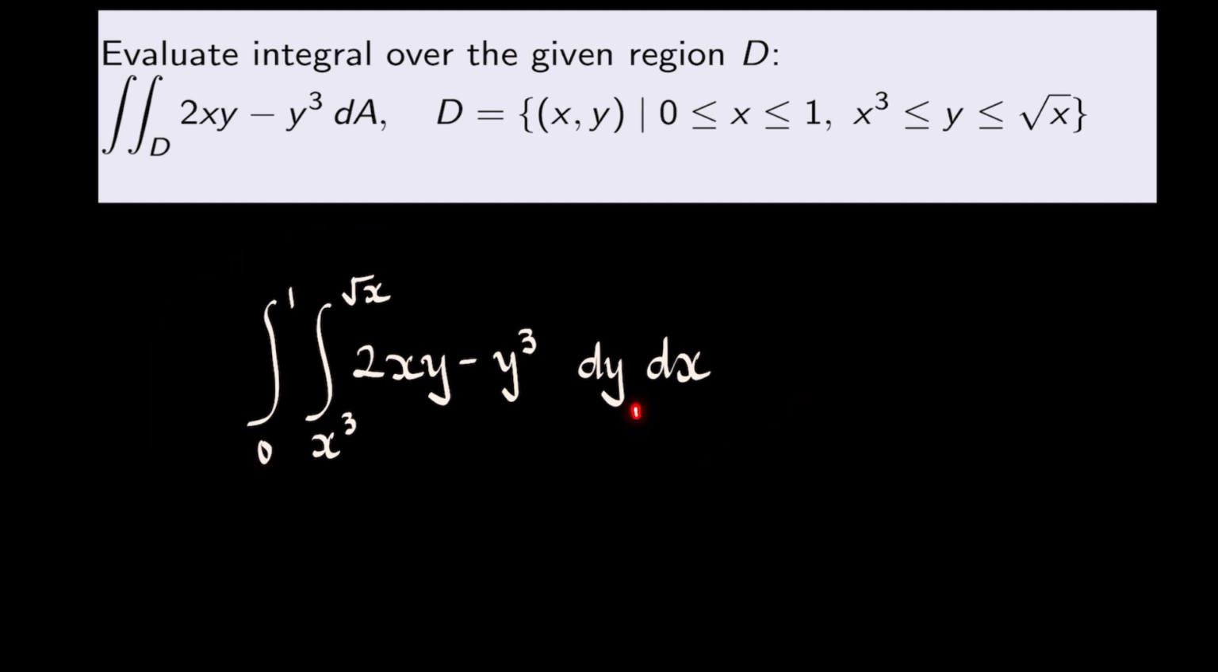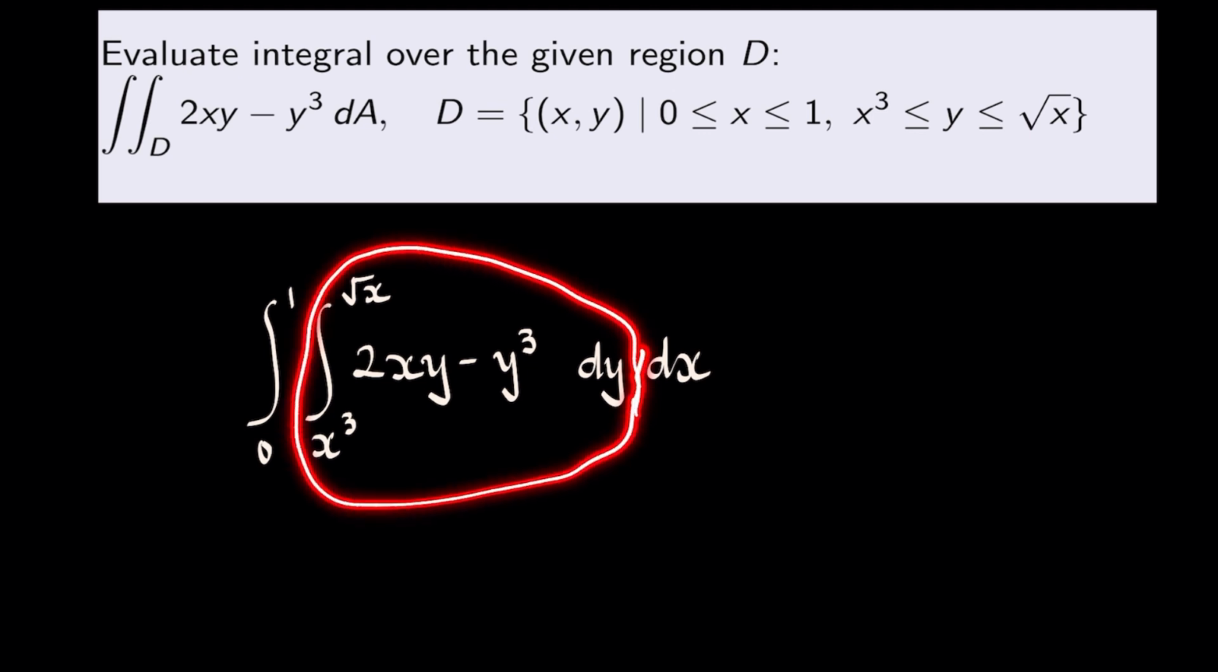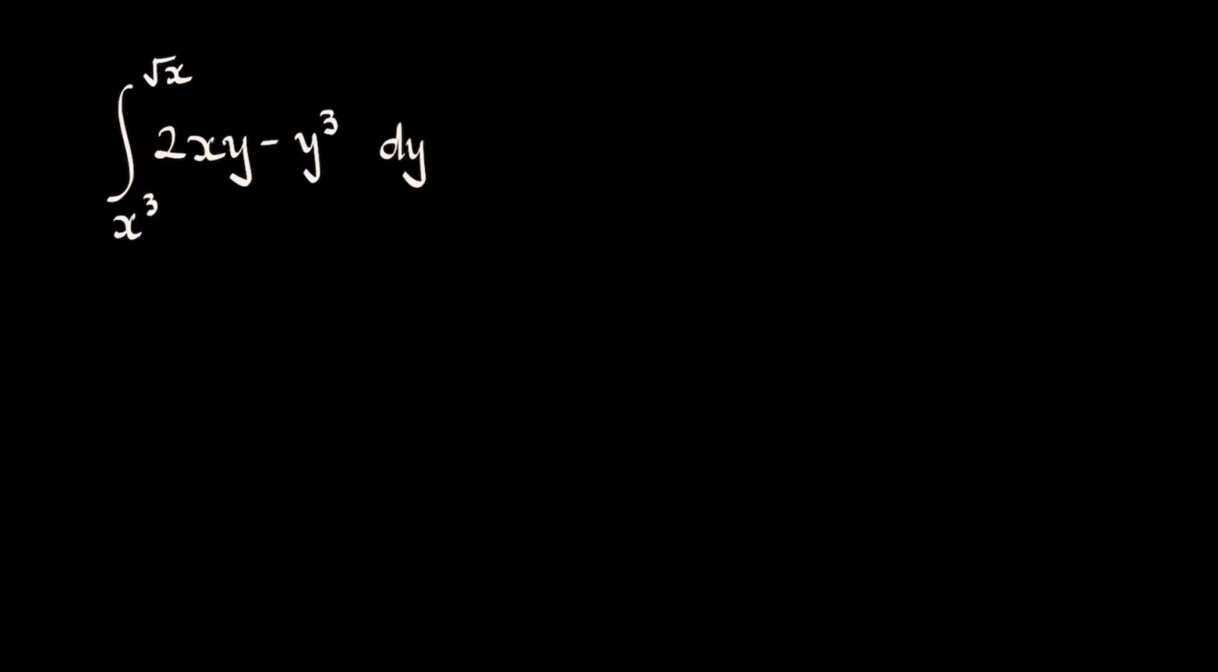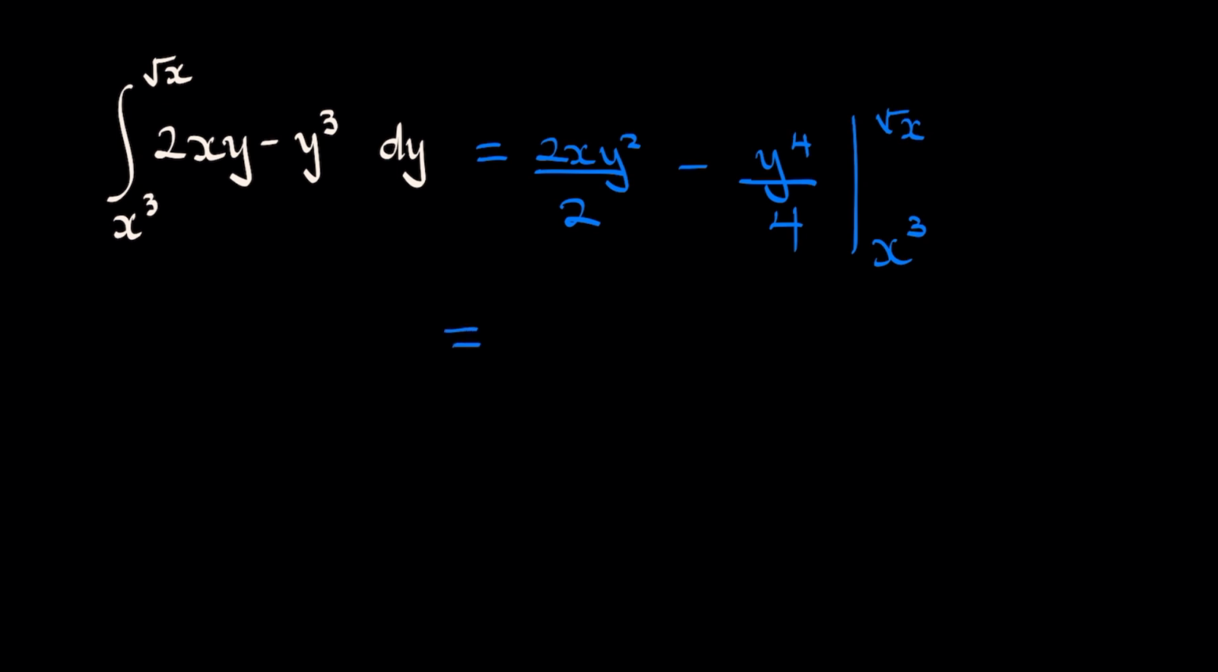So now we have to integrate the inner integral first. So we take this guy out and then we integrate. Now let's integrate the inner integral with respect to y. So that's going to give us 2xy squared divided by 2 minus y^4 on 4. Then the range of integration, x cubed to square root of x. So this will be simplified to xy squared minus y^4 on 4, then from x cubed to square root of x.